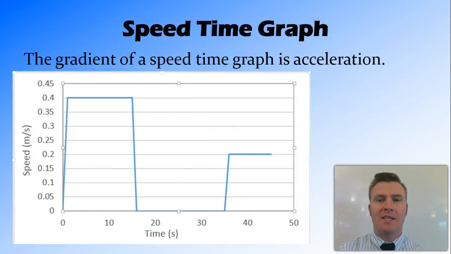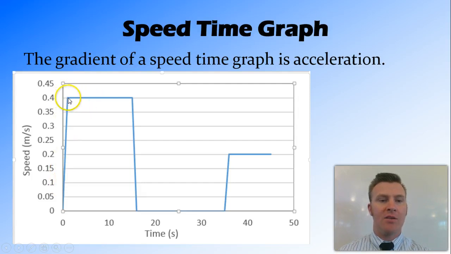Okay. When we look at a speed time graph, similar to the distance time graph, where we could look at the gradient to find speed or velocity, on the speed time graph we can look at the gradient to find acceleration. So this is the same graph that I used in the last video. And you can see that this gradient here is very steep. So it's very quickly accelerating from 0 meters per second to 2.4 meters per second. So we've got a quick acceleration here.